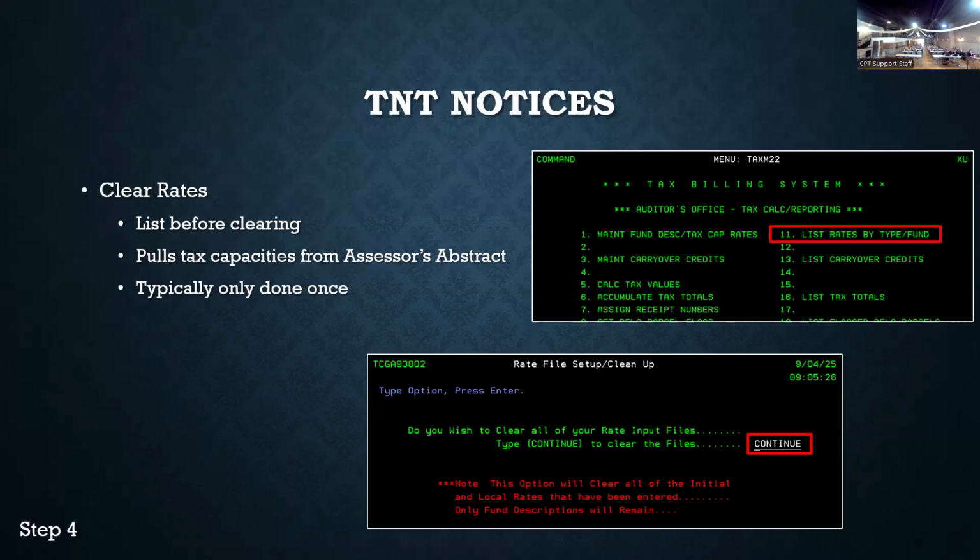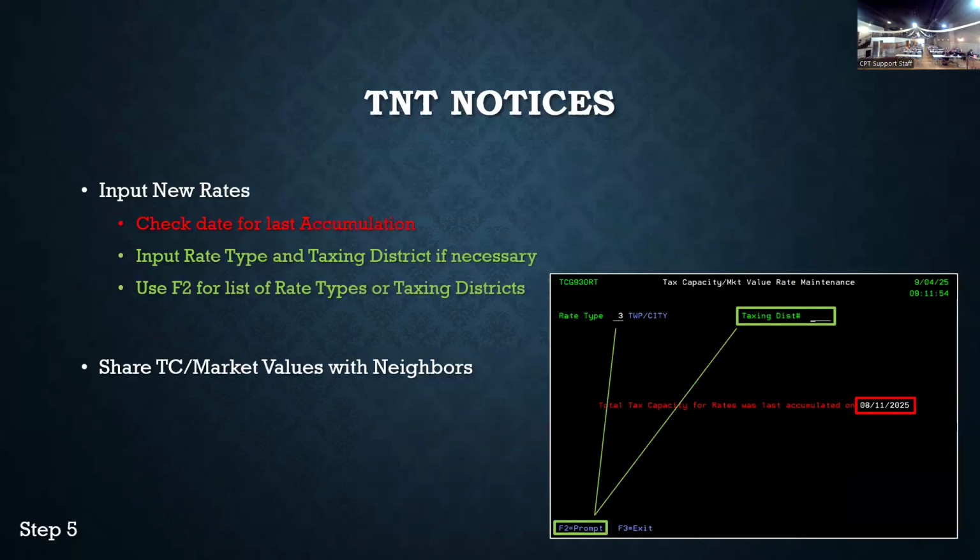That's going to clear out your rates, and it's going to pull all your tax capacities from your current assessor's abstract. So make sure your assessor's abstract is done. We typically only do this once because we don't want to clear out our rates a second time. But if you get into a situation where you have all the wrong values, then you might actually do it again and start over. Then we're inputting our rates.